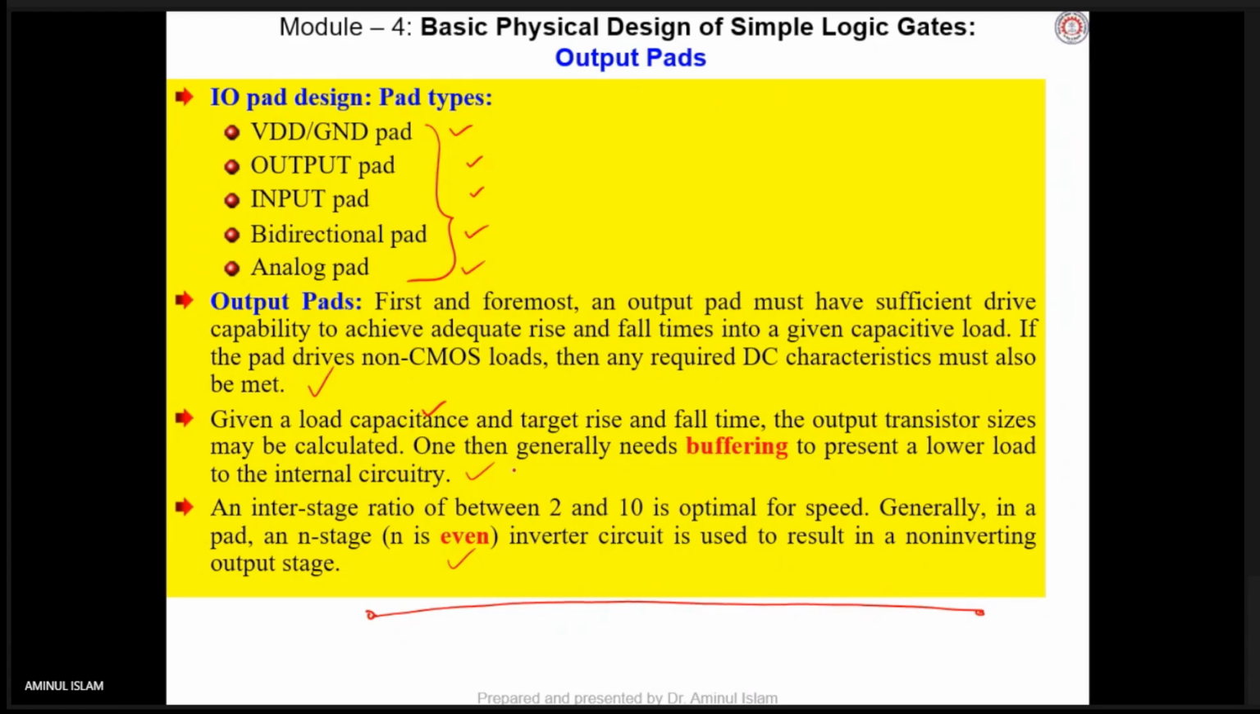One then generally needs buffering to present a lower load to the internal circuitry. An interstage ratio of between 2 and 10 is optimal for speed. Generally in a pad, an N-stage inverter circuit, where N is even, is used to give a non-inverting output stage. The buffer or driver of the line should be N inverters, where N is even, so that inversion doesn't occur.